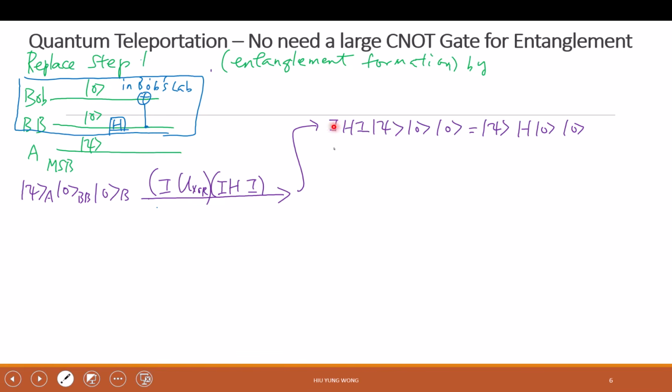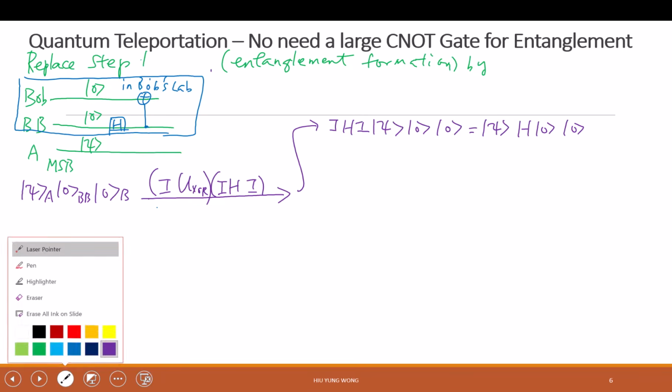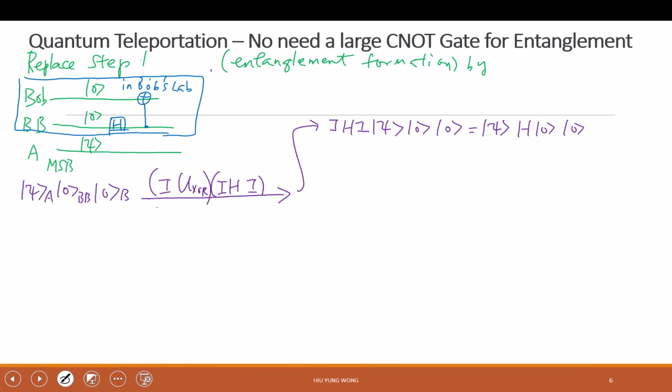Again, we have 3 qubits. This is a tensor product, this is a tensor product. This I only apply to this one, this only applies to this one, this only applies to this one. If I want to make it very clear, or you really want that, this can be I_A. This is H_BB. This is I_B. And this is A, this is BB, this is B. Make sense? So that's why this is still A, this is BB, and then B. Correct? Any questions?